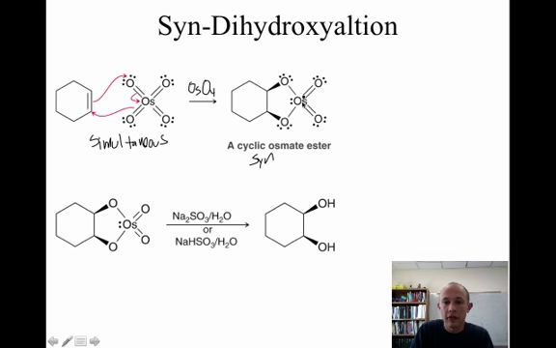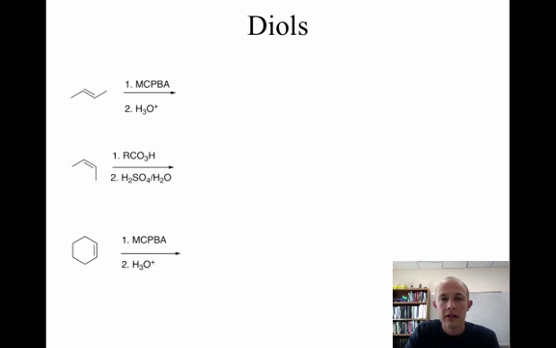The problem is you still have this osmium atom there. So in a second step, you get what's called hydrolysis. So you break the osmium-oxygen bonds and you replace them with hydrogens. So you get a syn-diol in this case. Let's look at some examples of formation of these diols because I don't want you to get tripped up by this. It can be somewhat confusing.